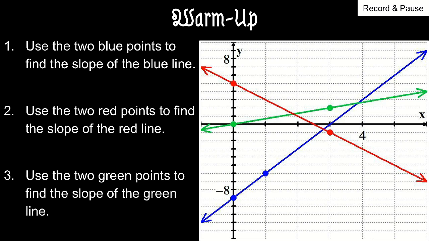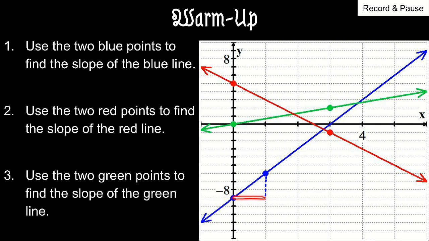On this warm-up, we have 3 lines. We're going to use the 2 blue points to find the slope of the blue line first. So I'm going to draw in the slope triangle for that blue line, which is a right triangle connecting the 2 dots.